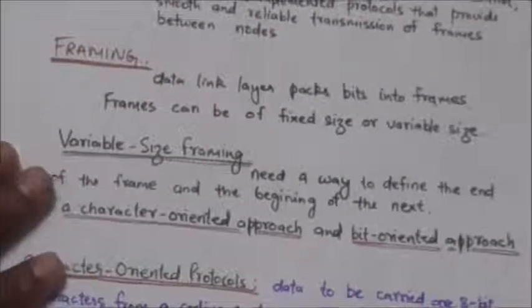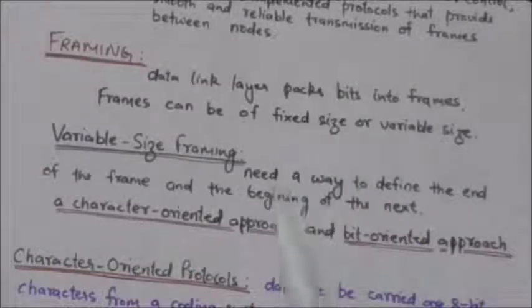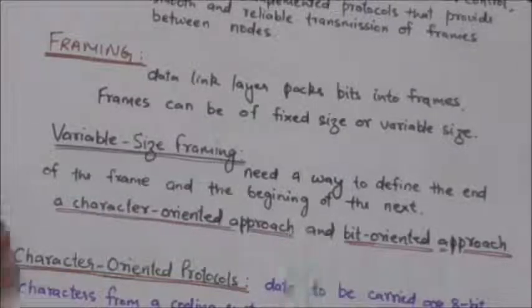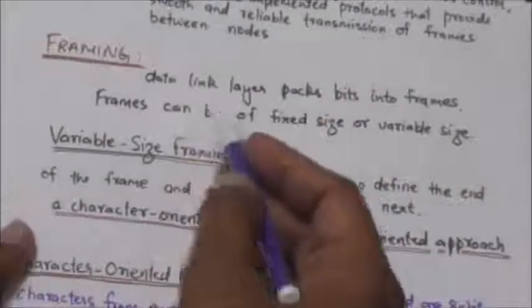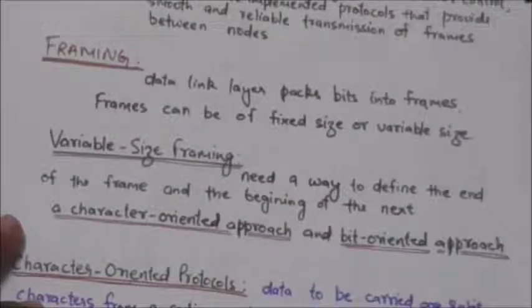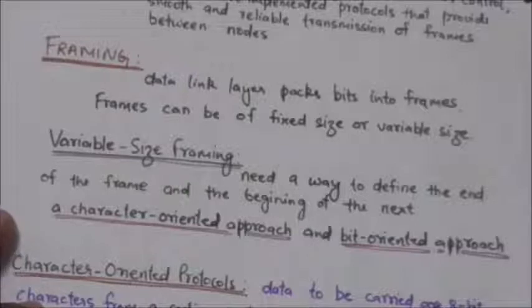Now see what happens. Data transmission in the physical layer means moving bits in the form of signals from the source to the destination. So the data link layer packs bits into frames so that each frame is distinguishable from another.